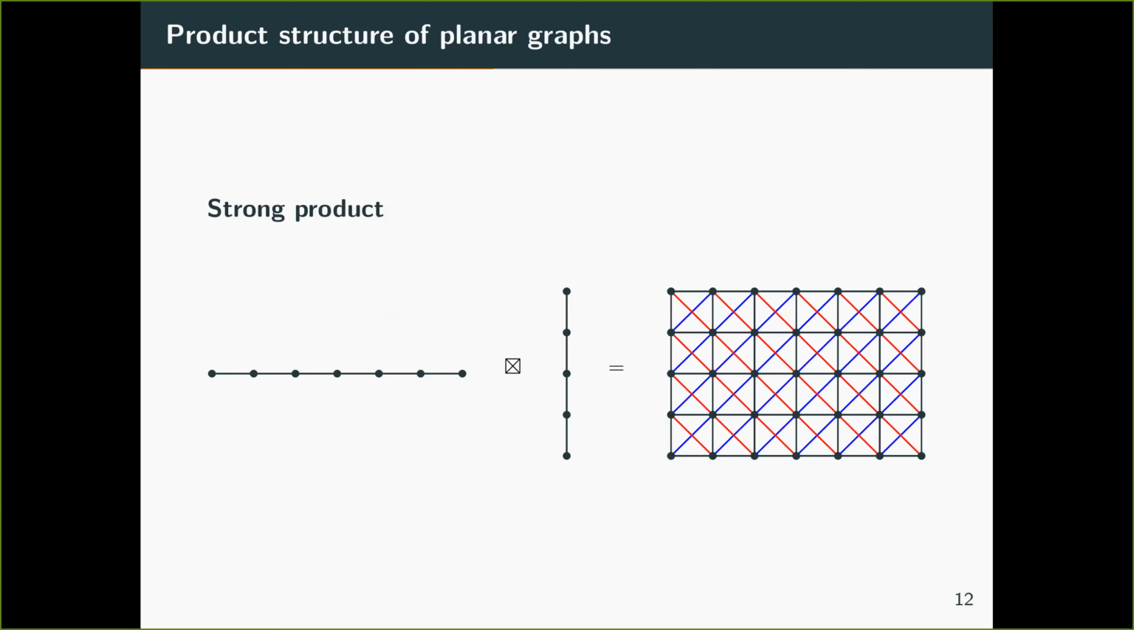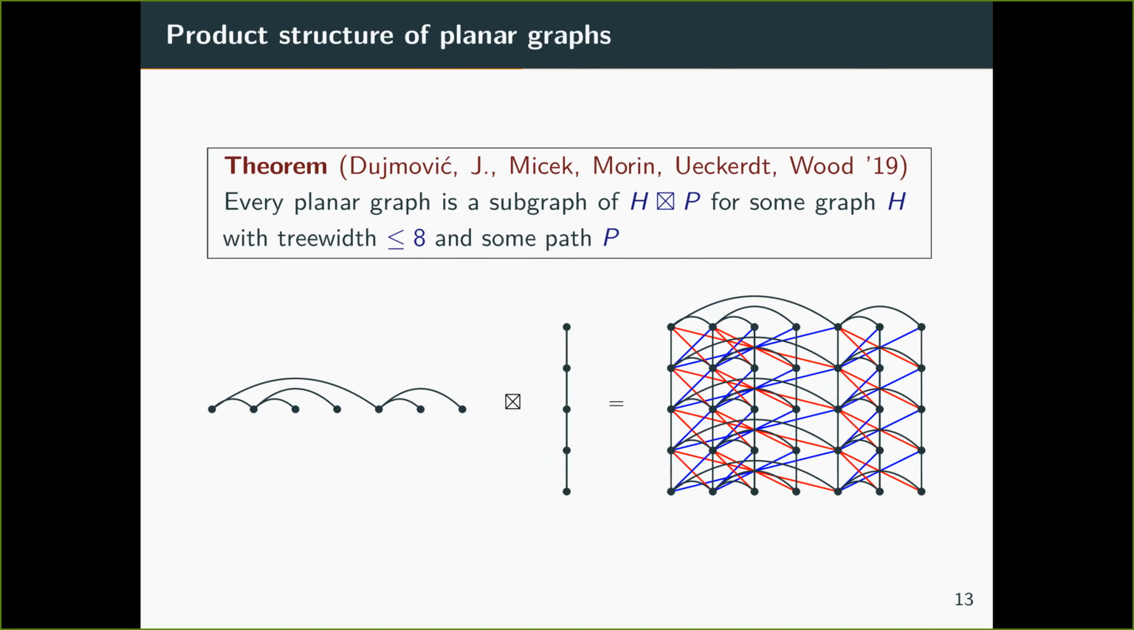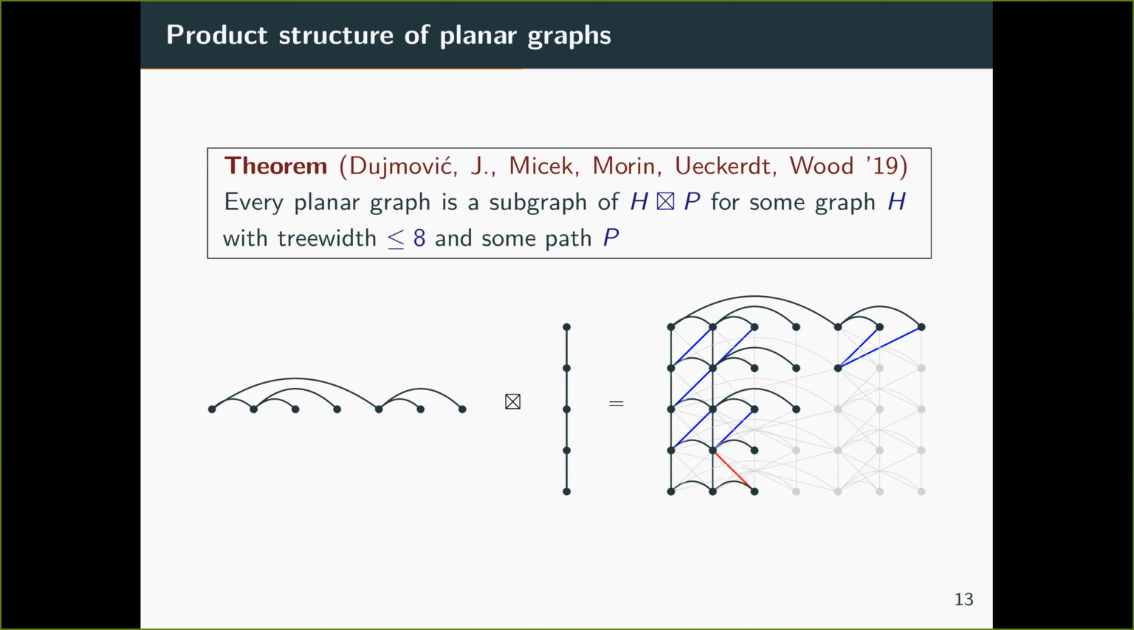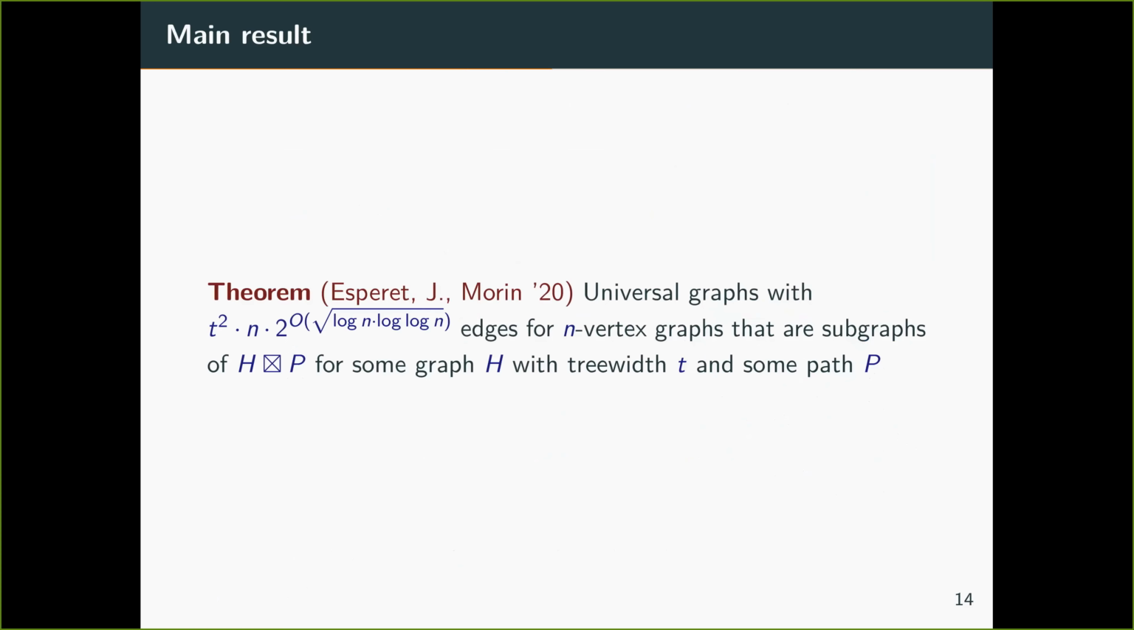Okay, so we are going to use the product structure theorem. I guess being the last in this session, I don't really have to spend much time on this statement. Let me just quickly recall what it says for planar graphs. It says that every planar graph is a subgraph of the strong product of H times P for some graph H of tree width at most 8 and some path P. I even have the same drawing as Louis in his talk.